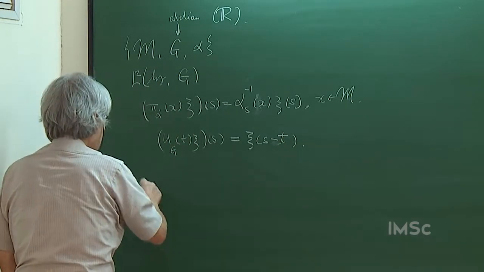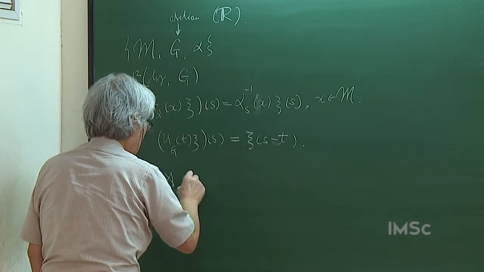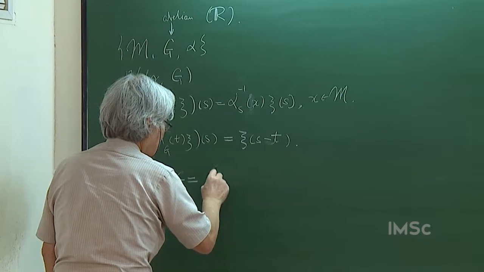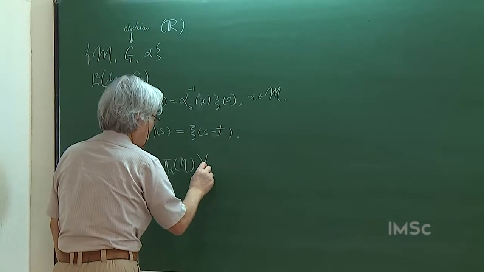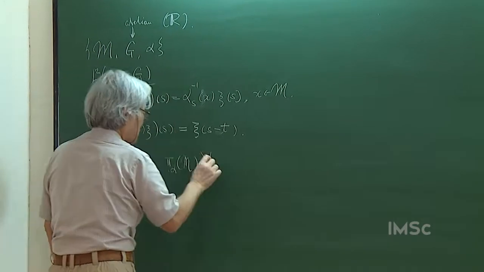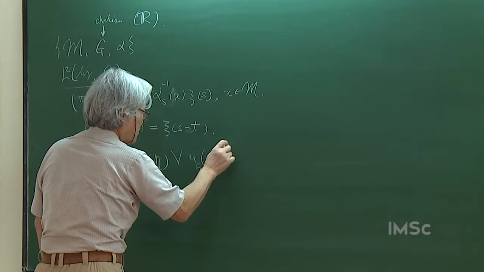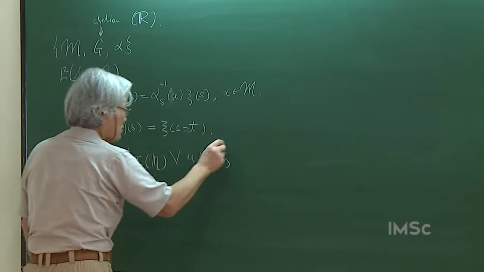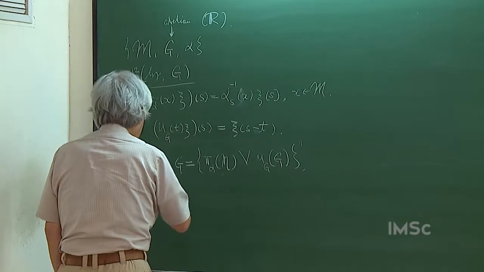And the cross product is the von Neumann algebra generated by these two gadgets: pi_alpha of M, now acting on this Hilbert space, and U_G of G, and the double commutant. Okay. Now, we had the following.